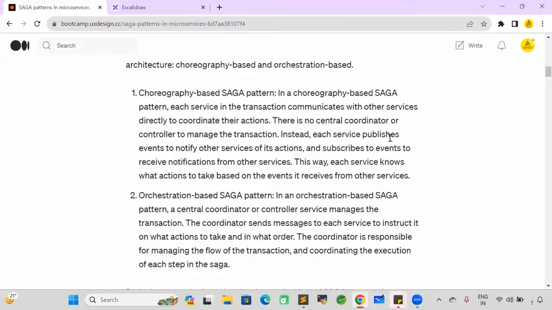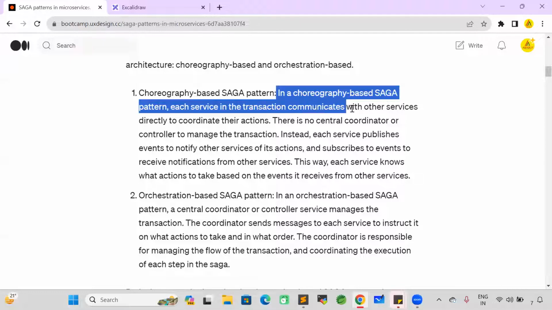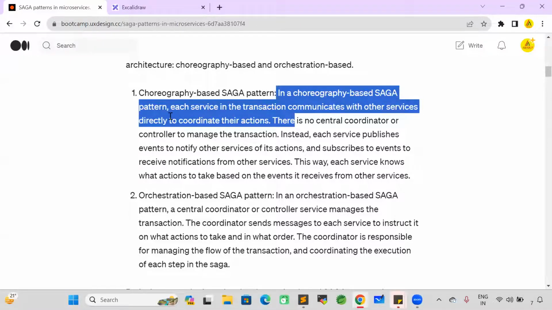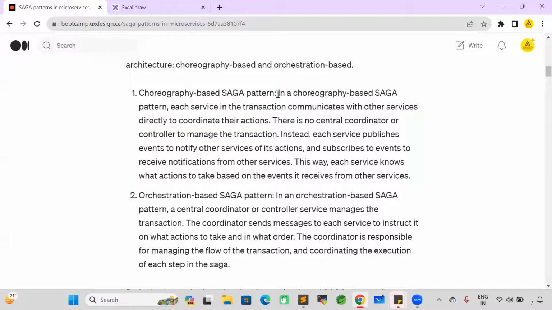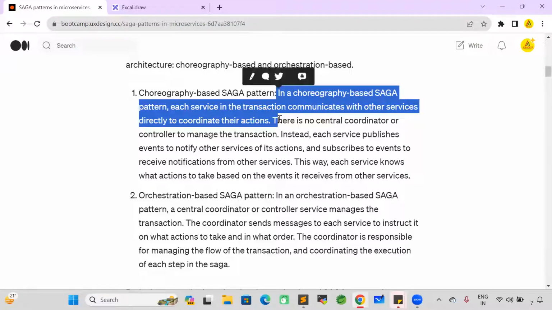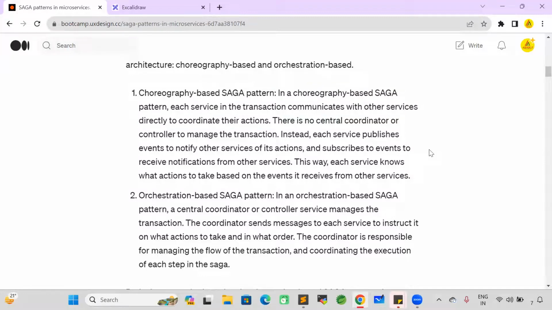Guys, are you reading this? In a choreography-based SAGA pattern, each service in the transaction communicates with the other services directly to coordinate their actions. There is no central coordinator or controller to manage the transaction. So here there is no coordinator to manage the transactions when you go for choreography based SAGA pattern.